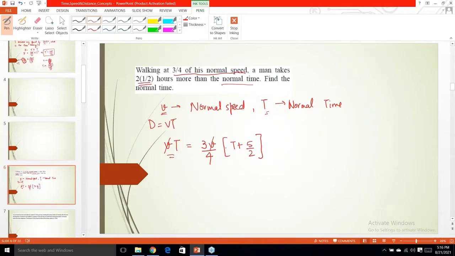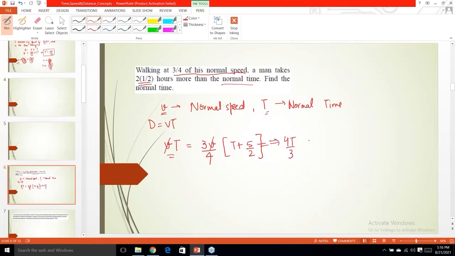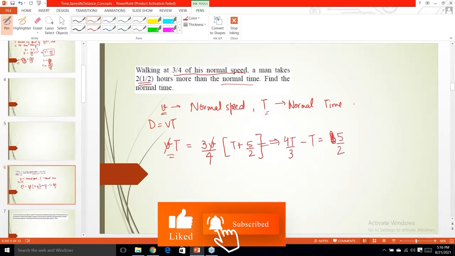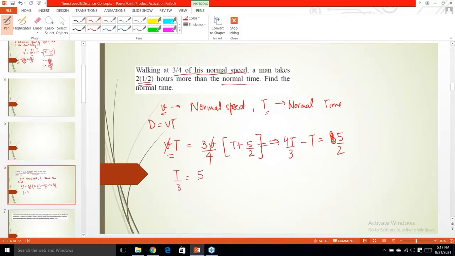Now V gets cancelled. So if you just cross multiply this, you will get 4T/3 minus T is equal to 5/2, which means that T/3 is 5/2. Which basically means that T is nothing but 15/2. You had to find the normal time. Normal time we assumed as T. So your answer is 7.5 hours.